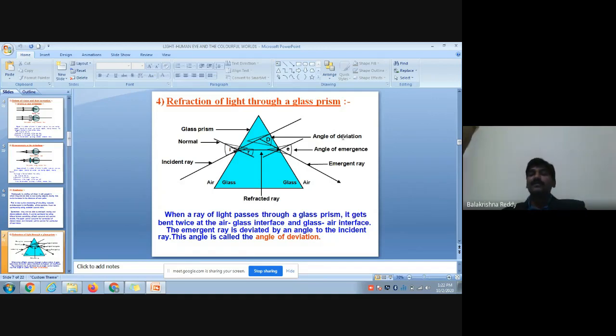Actually, that comes when the emergent light ray and incident light ray meet at a particular point. There we take the angle between them as the angle of deviation. See here, the emergent ray is deviated by an angle to the incident ray. This angle is called the angle of deviation. This happens when a monochromatic light you are sending bends and emerges out. If you extend it back, they will meet at one point. That angle is called the angle of deviation. Okay, this is about the refraction of light through a prism.